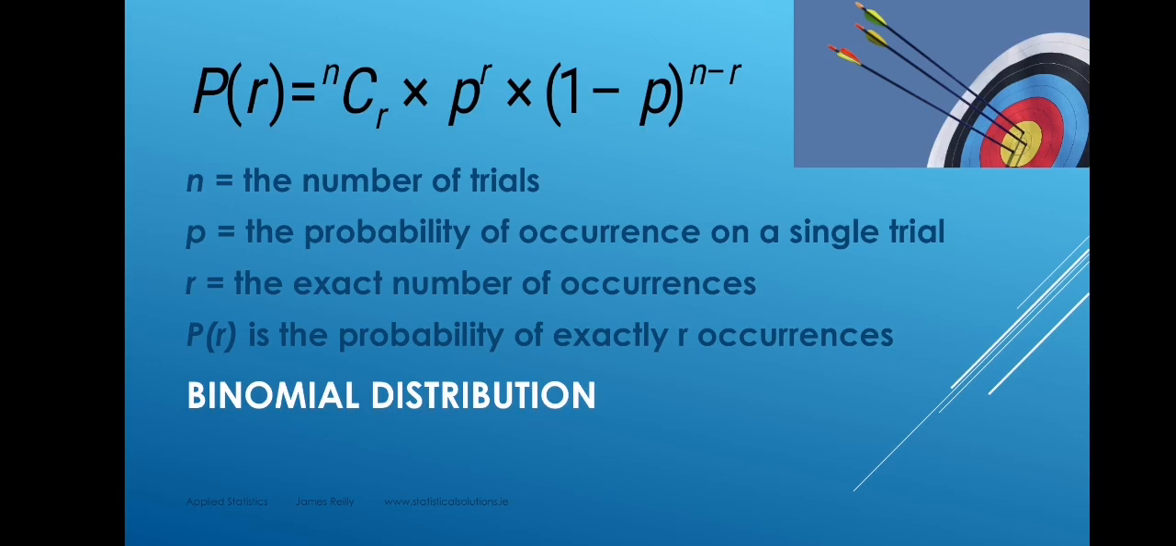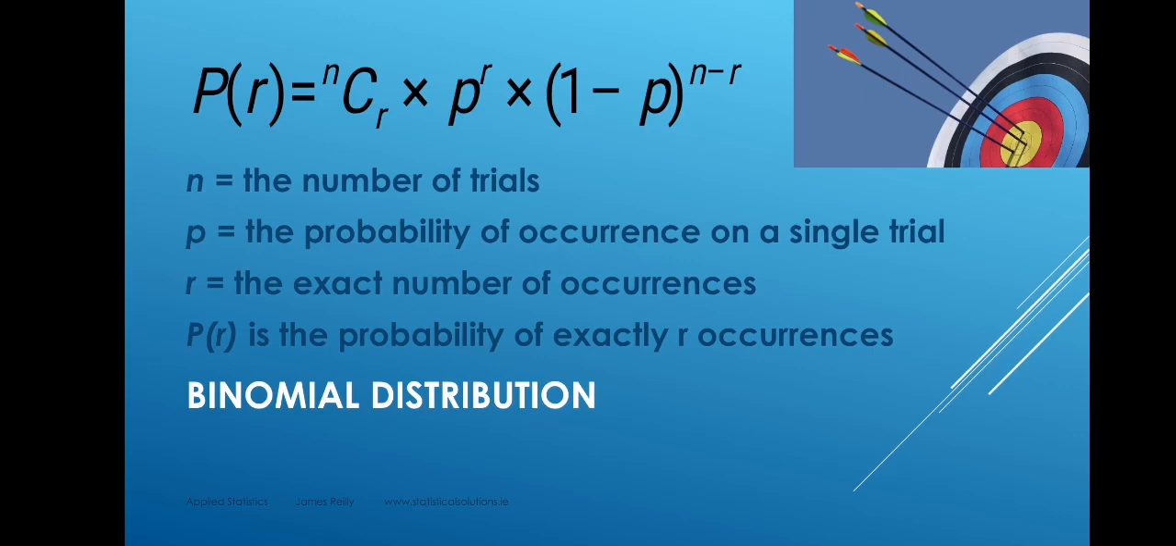We have a formula which allows us to calculate the probability that there will be exactly R occurrences when n trials are performed. So the formula is for P(R), the probability that exactly R occurrences will arise. To use this formula, we need to know n, the number of trials that are performed, small p, the probability of occurrence on each single trial, and R, the exact number of occurrences that we're interested in. The formula then provides us with the probability that there will be exactly R occurrences.